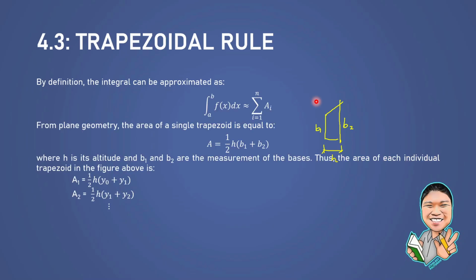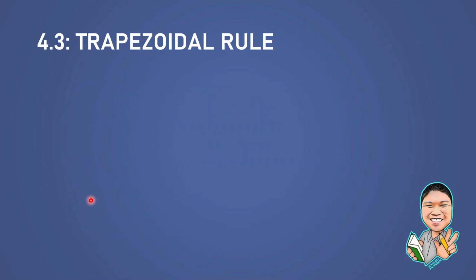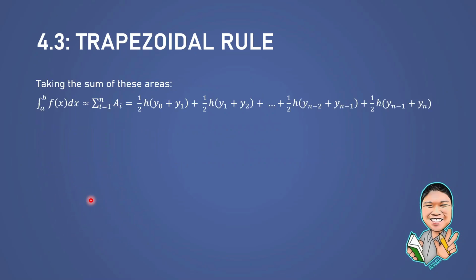Kaya, ito na yung mga areas natin. So, A sub 1 is 1/2 ng h, y sub 0 plus y sub 1. A sub 2 is 1/2 ng h, y sub 1 plus y sub 2. Tapos, ayan siya, A sub n. Ito yung area. Then, ayan. Pero since yung integral can be approximated by taking the sum of these areas, literal class na i-add nyo yan lahat. Kaya, ang tendency is ito siya.